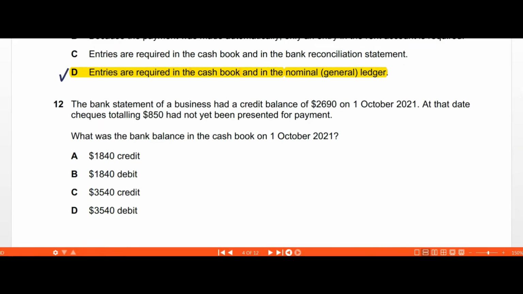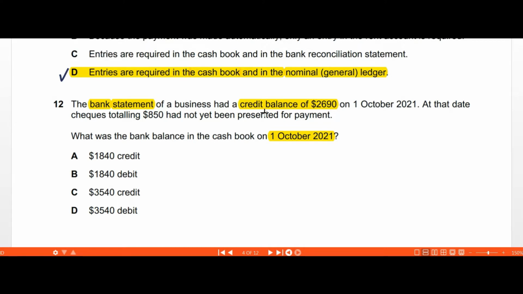Moving on to question number 12. The bank statement of a business had a credit balance of 2690. Now this is the bank statement credit balance, and we know that a bank statement will be showing a credit balance indicating that this is the amount of money that is there in our bank. At that date, checks totaling 850 had not yet been presented for payment. What was the bank balance in the cash book on 1st October 2021? So, bank balance on the cash book.